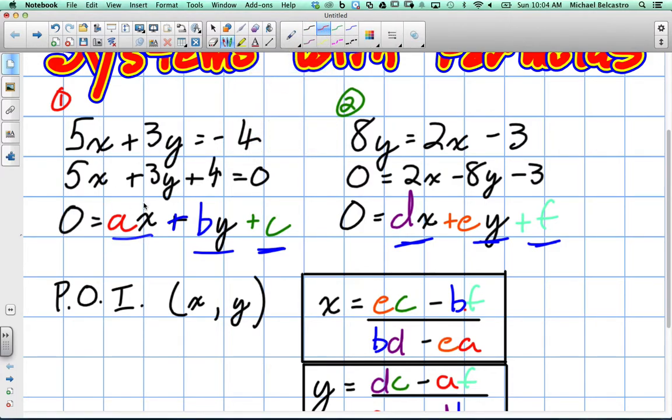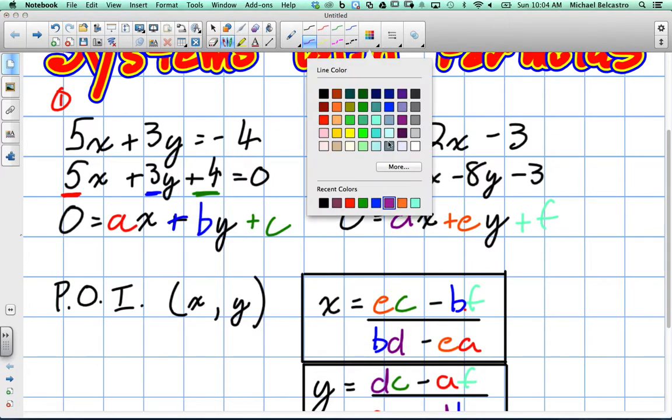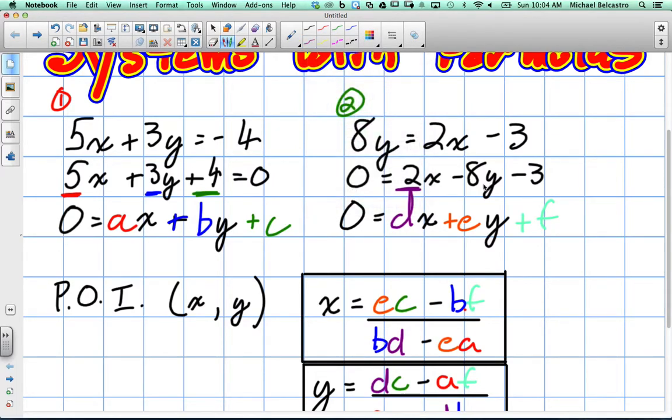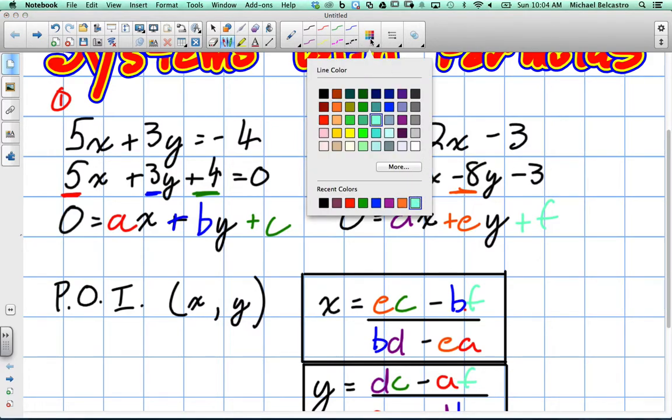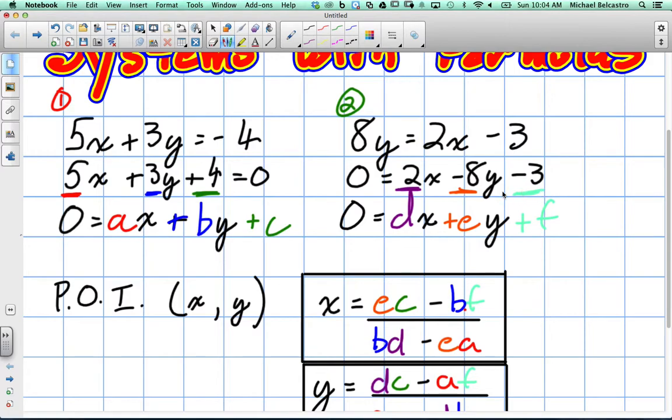We have to be able to tell you what coefficient is what. So our a coefficient is the 5, our b coefficient is 3, and our c constant is positive 4. In our other equation, our d coefficient is 2, our e coefficient is negative 8, and our f constant is negative 3. So now that we have these 6 numbers, we can essentially plug them into these formulas.